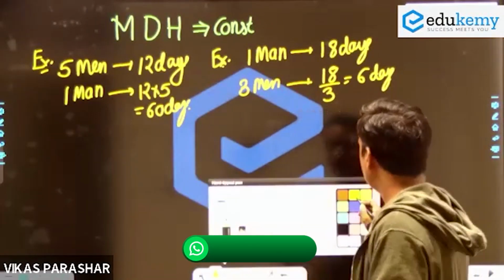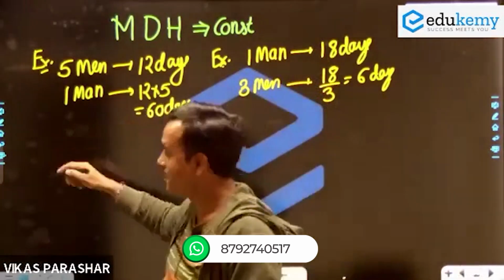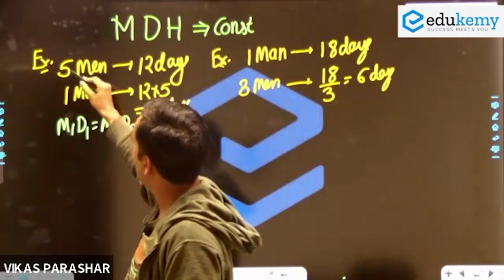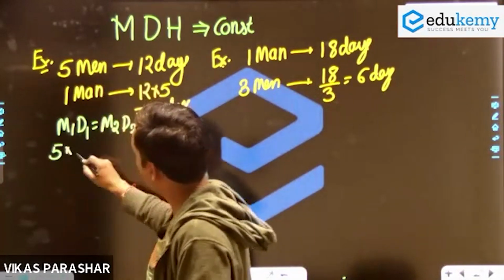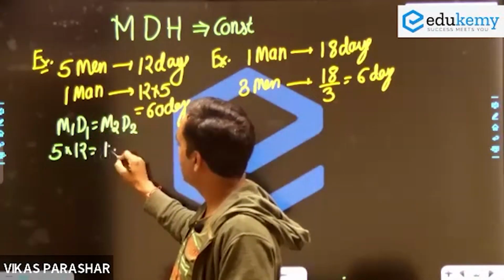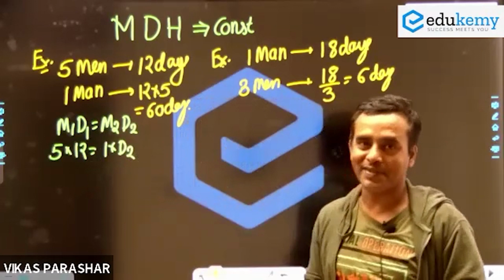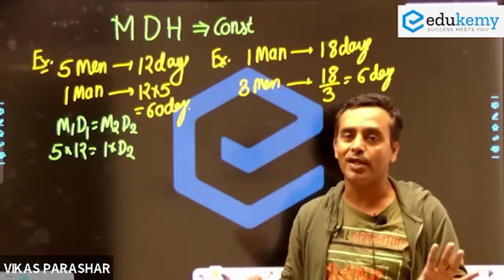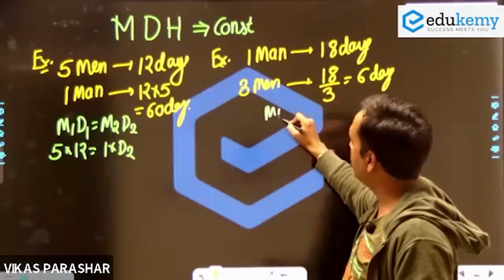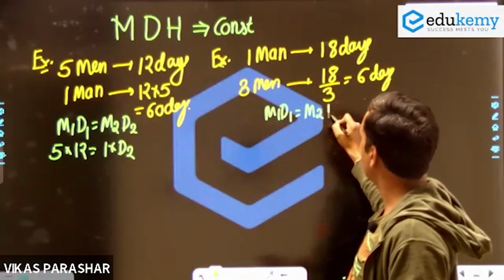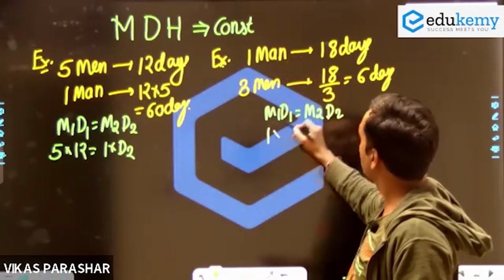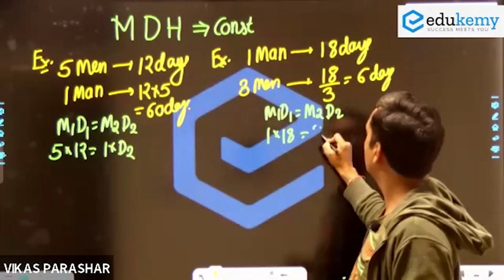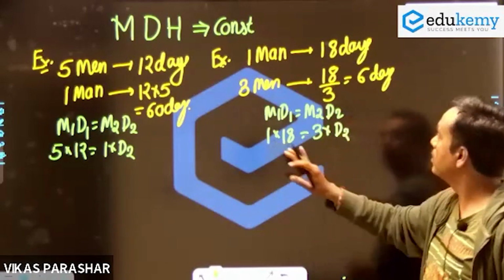Even you can use this relation here also. You can write M1 D1 equal to M2 D2. M1 stands for 5 men who complete the work in 12 days. M2 means 1 man in how many days? You can directly use this relation. Very interesting, very interesting. The product of man and time is always constant in maths. Same thing you can use here: M1 D1 equal to M2 D2. 1 man completes the work in 18 days. Same work. I'm talking about the same work. Same work completed by 3 men in how many days? You can see that you will get 6 days.